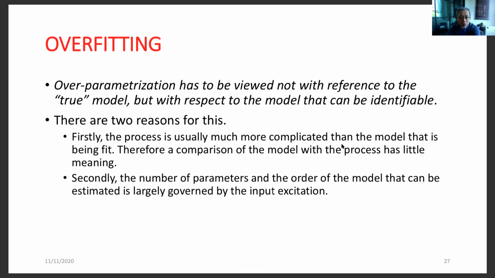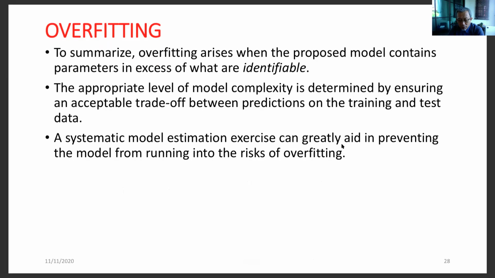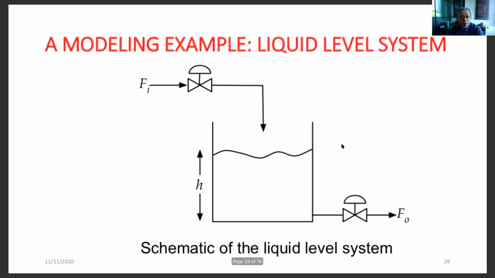So over-parameterization has to be viewed not with reference to the true model, but with respect to the model that can be identified. So for two reasons. First, the process is usually much more complicated than the model being fit. Then the second is the number of parameters and order of the model that can be estimated is largely governed by the input expectations. So the issue of overfitting must be catered for, similar to the signal to noise ratio. So we must avoid higher order models because they will represent complicated structures and complicated analysis.